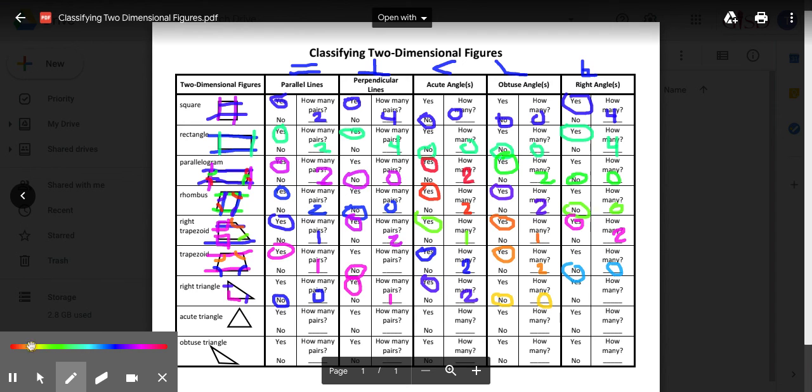Your last question is, do I have any right angles? Just like I showed you earlier, you have one set of perpendicular lines, so you do have a right angle. So the answer to this question is yes. And you have 1 right angle.